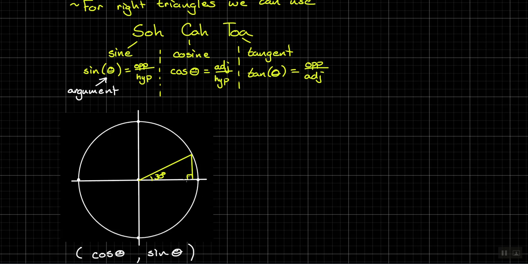What sort of triangle do I have? It's a 30, 60, 90, yeah? Everybody cool with that? Check it out. What's the hypotenuse? It's 1, because it's the radius of our circle. Everybody still on board?